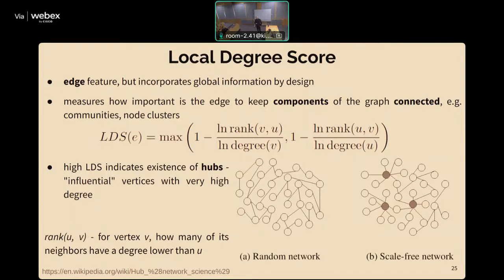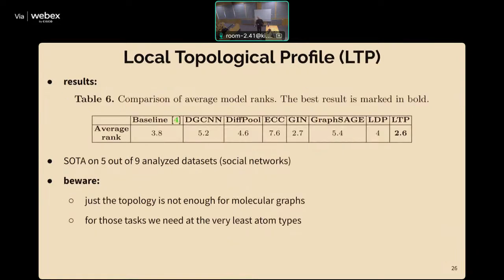And when we add those three descriptors, the histogram of each of those three descriptors, we actually improved the average rank of our model from 4th to 2.6, and this gave us, on average, the best results on 9 datasets. What's more, in fact, we got state-of-the-art results on 5 out of 9 analyzed datasets. Again, using very, very simple methods.